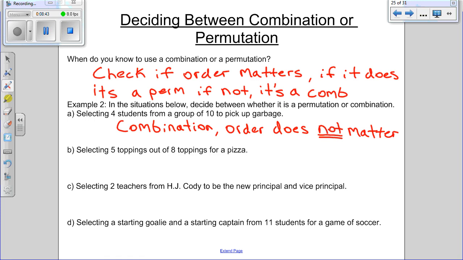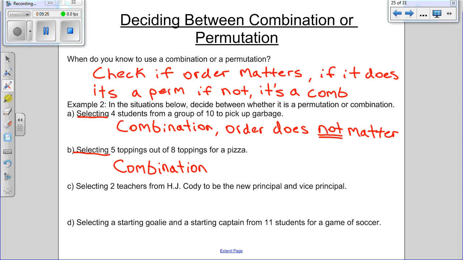Question B, selecting 5 toppings out of 8 toppings for a pizza. So if I'm making a pizza, I've got 8 things I can choose from to put on the pizza, but I can only choose 5. If I choose a bacon and pepperoni pizza, is that different than a pepperoni and bacon pizza? Same thing. So that would be a combination. That's another one that comes up a lot, is like selecting toppings for stuff. Notice in both of these, the word select was in fact used to signify it's a combination as well. So that can be a little hint if you're desperate.